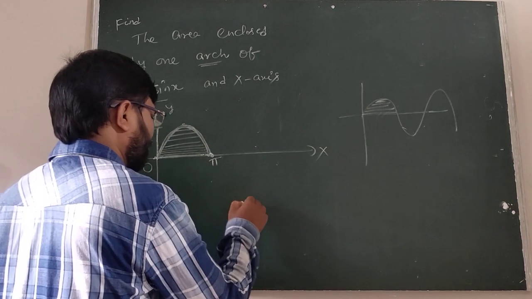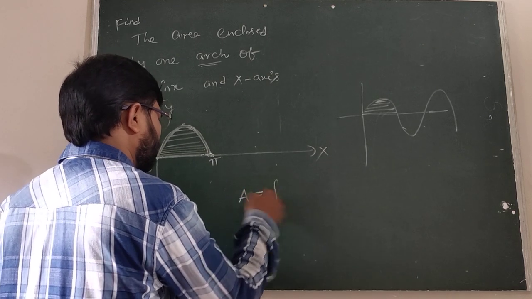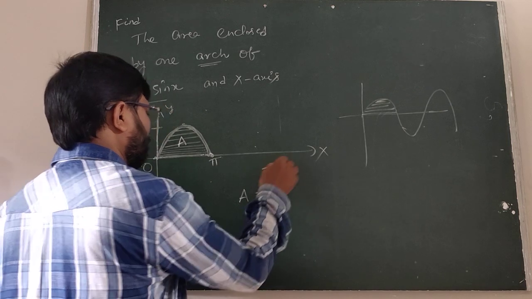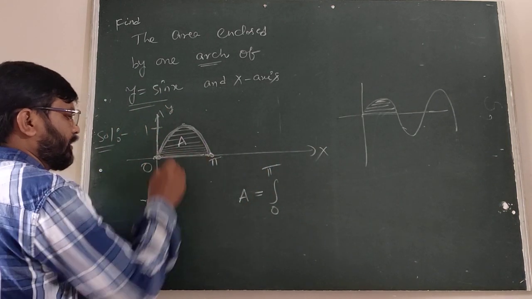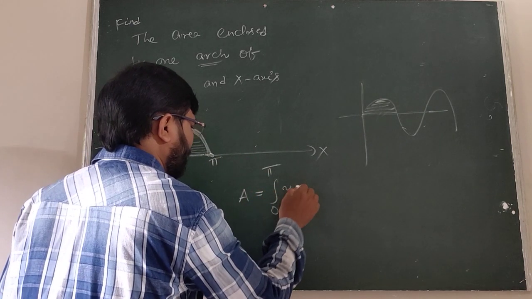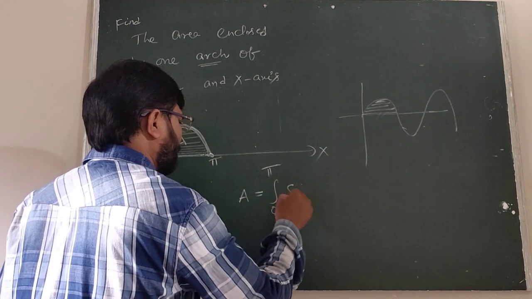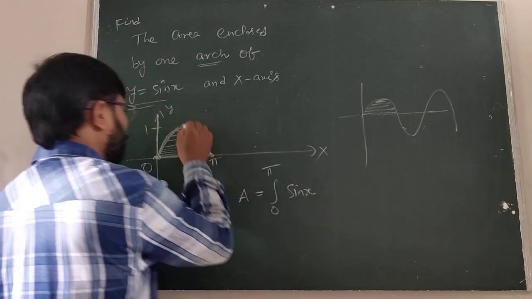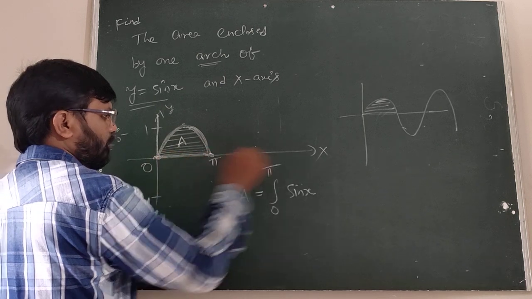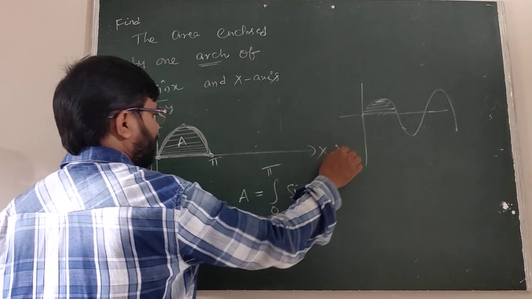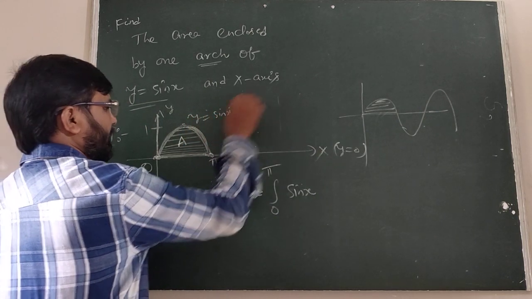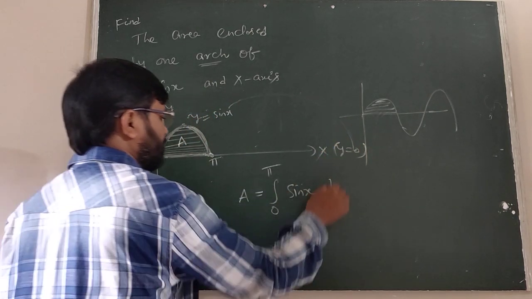This is the required area A equals the integral from 0 to pi. The limits are 0 to pi. This is the curve y equals sin x, y dx. And this is y equal to 0. Yes or no? The equation of the x-axis is y equal to 0. This is y equal to sin x. Sin x minus 0 is nothing but sin x.